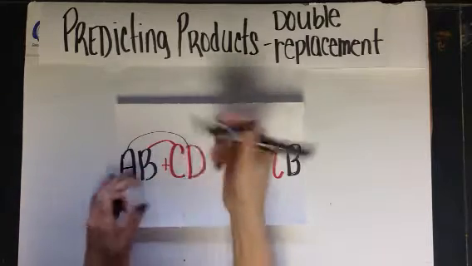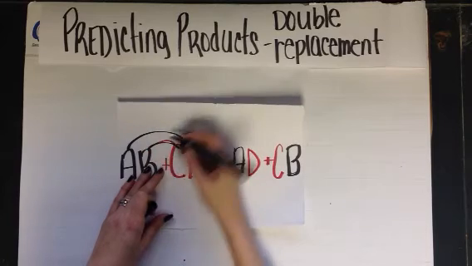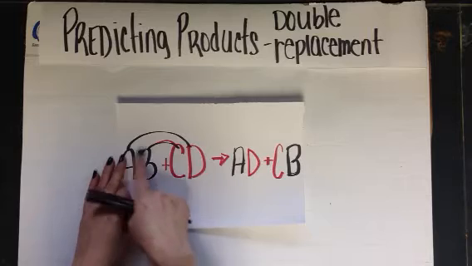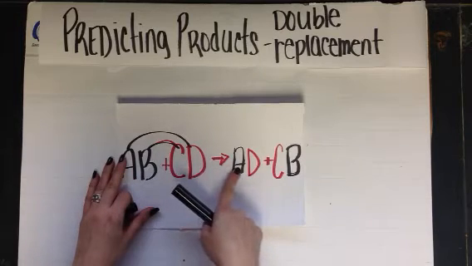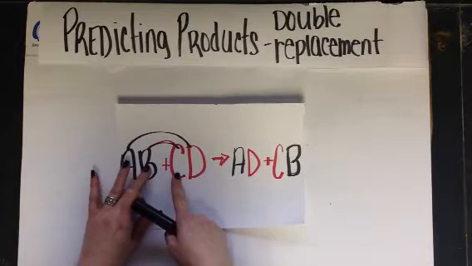I like to call double replacement the rainbow, because if you make a rainbow, you can actually see who the new partners are. So now, in other words, your cations have swapped places and are dancing with new anions. So A and D, C and B, outer and outer, inner and inner.